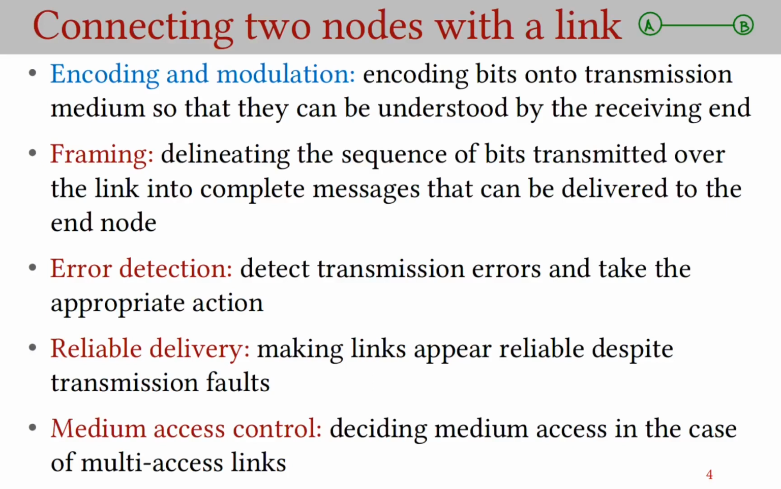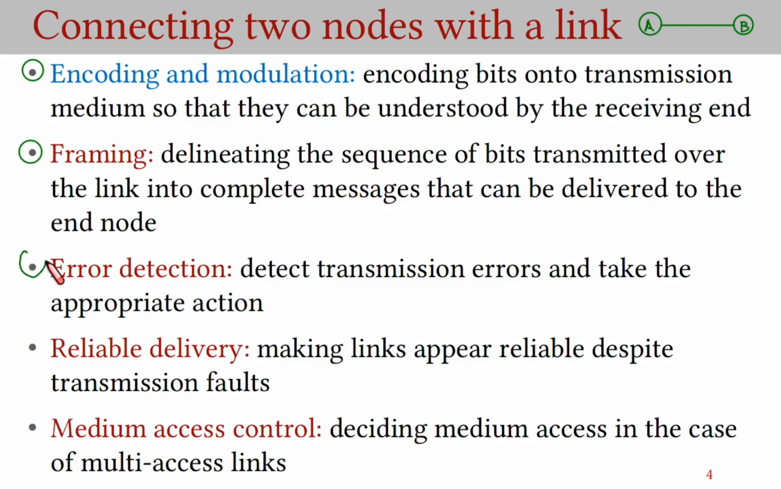Connecting two nodes with a link for exchanging messages involves several steps. The first is encoding and modulation. We need to encode bits onto transmission medium so that they can be understood by the receiving end. And we saw the methods for encoding and modulation in a previous video. The next is framing, where we have to delineate the sequence of bits that are transmitted over the link into complete messages that can be delivered to end node, and that's the topic of today's video.